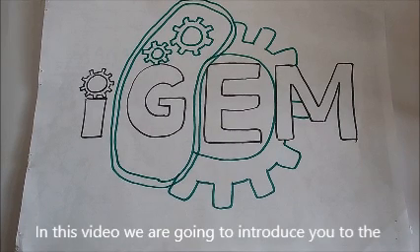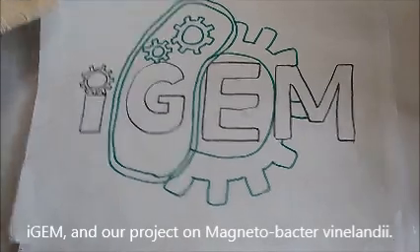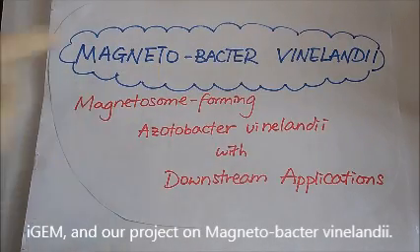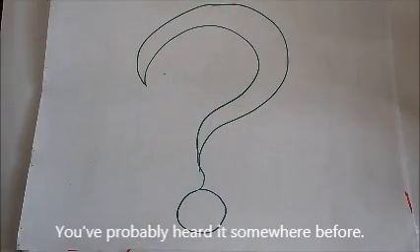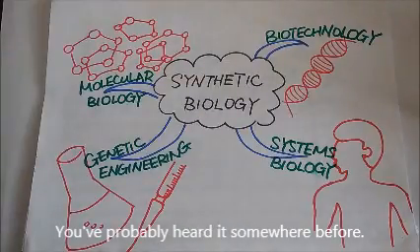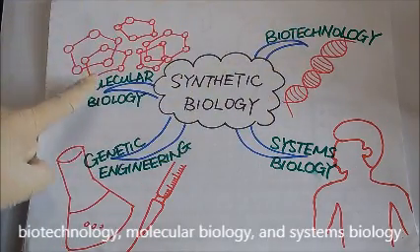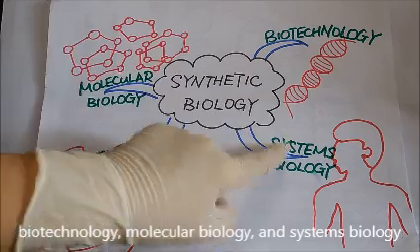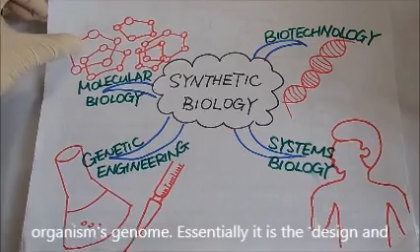In this video, we are going to introduce you to the concept of synthetic biology, which is a major focus of iGEM and our project on Magnetobeta violandi. So, synthetic biology, you've probably heard it somewhere before. It is actually a combination of biological disciplines like biotechnology, molecular biology, and systems biology. In many ways, it involves the direct manipulation of an organism's genome.